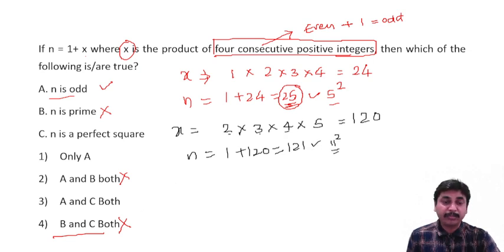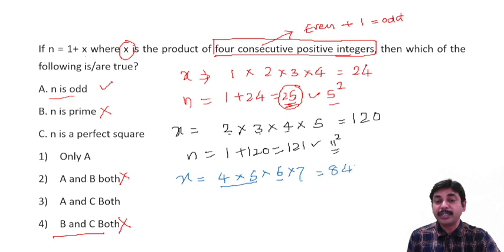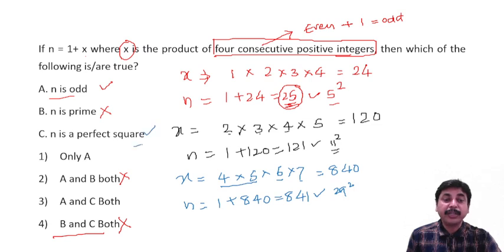Let us take one more example and try to figure out whether we are getting a unique rule or not. If I take x as 4 into 5 into 6 into 7, what is 4 5s are 20, 20 6s are 120, 120 7s are 840. Now n is equal to 1 plus 840, and my dear friend, 841 is the square of 29. So every time you are getting n as a perfect square. So what is your answer? Your answer must be A and C both.